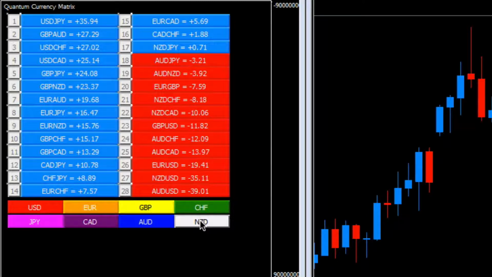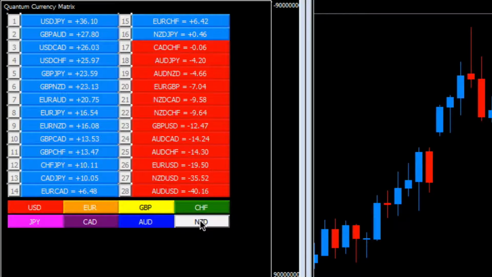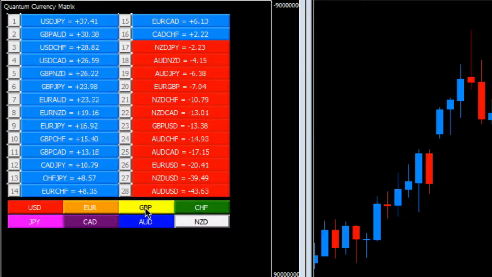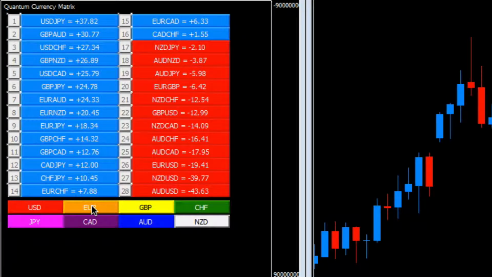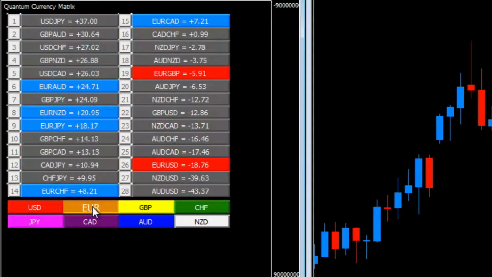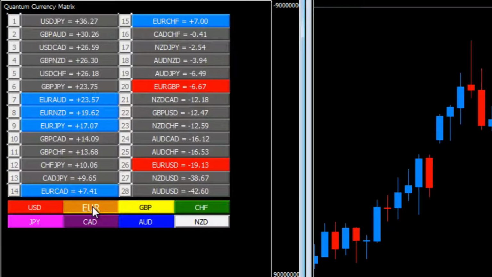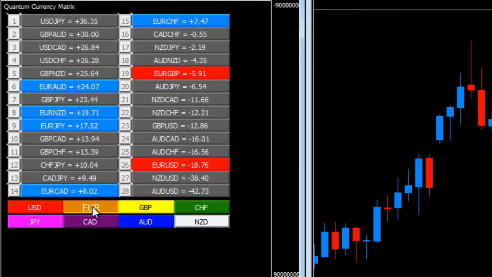So let's start with that in this example. Here we're on the euro workspace. So we want to isolate the euro and see what's going on in this particular time frame. So let's click on this, and it's a simple toggle on and off button. So if we click on the euro, now we see all our euro pairs identified separately within the 28 pair ladder.